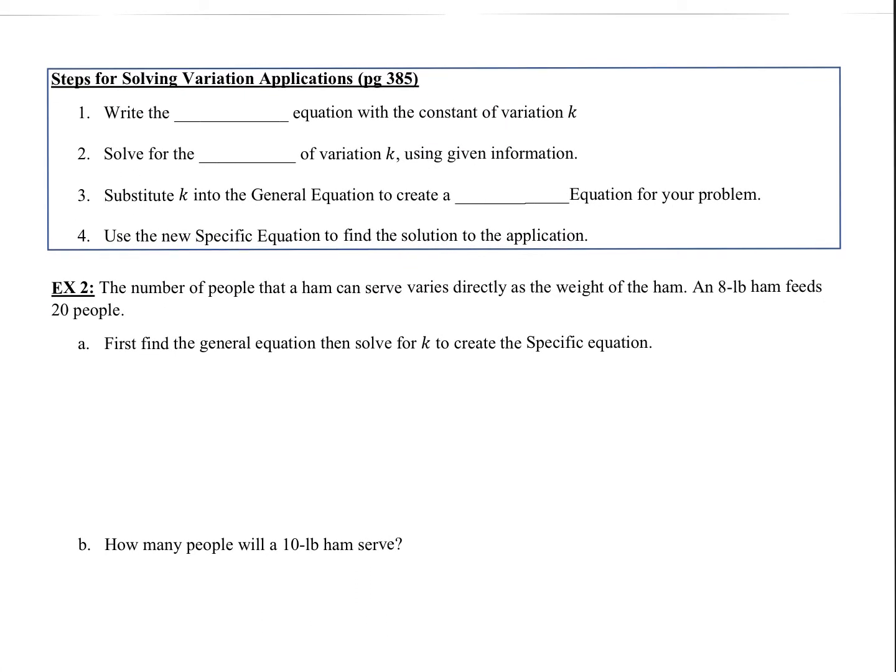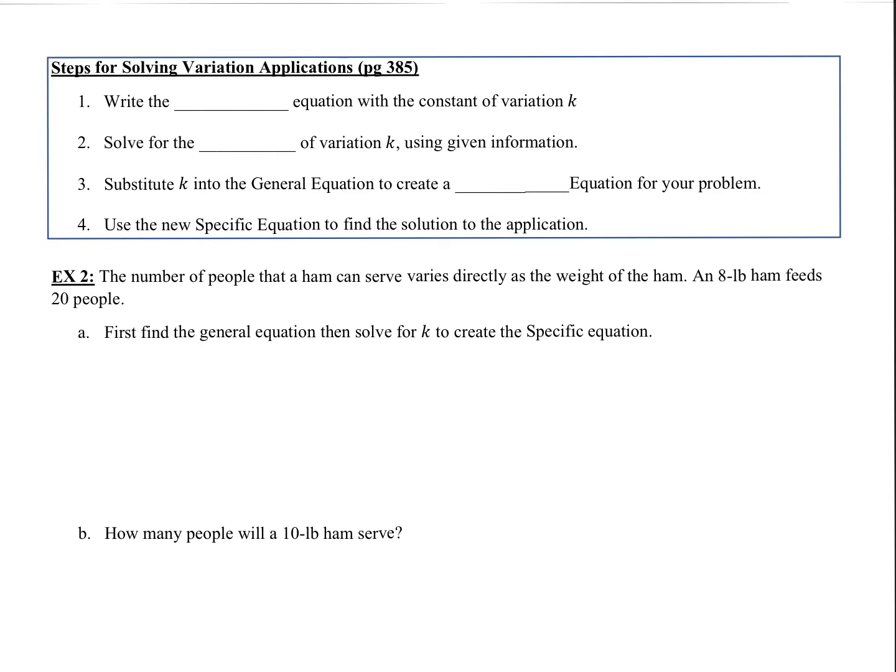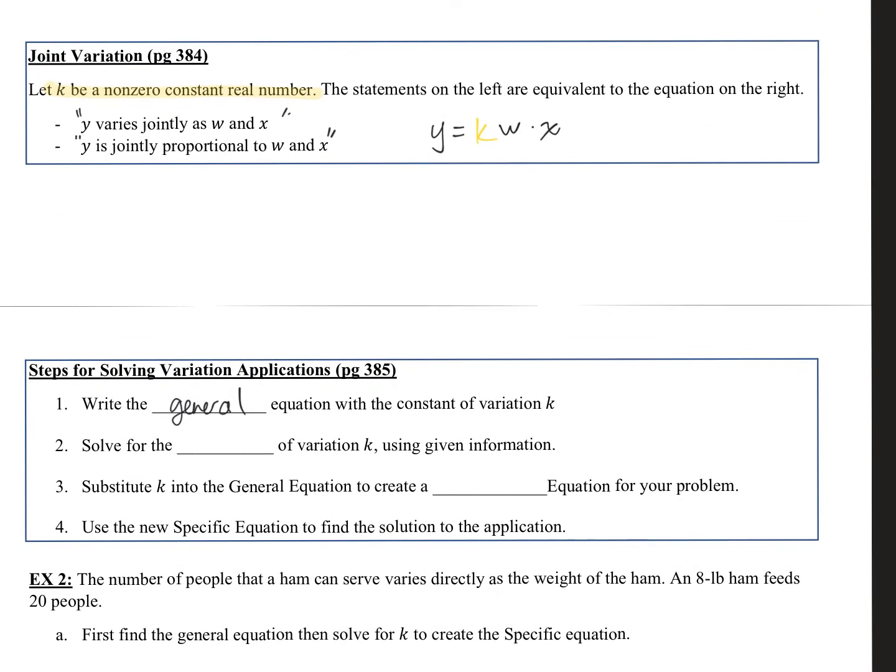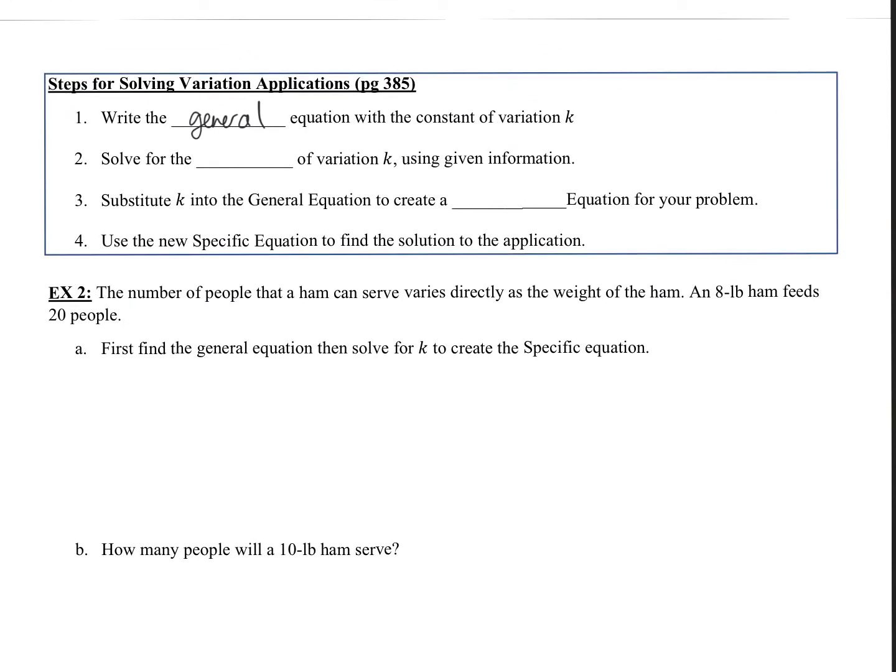Now the steps for solving variation applications. First thing you're going to do is write the general equation with the constant of variation k. So an example of a general equation would be this one. There are no actual numbers in it yet, it's just variables. The next thing we would do is solve for the constant of variation k.